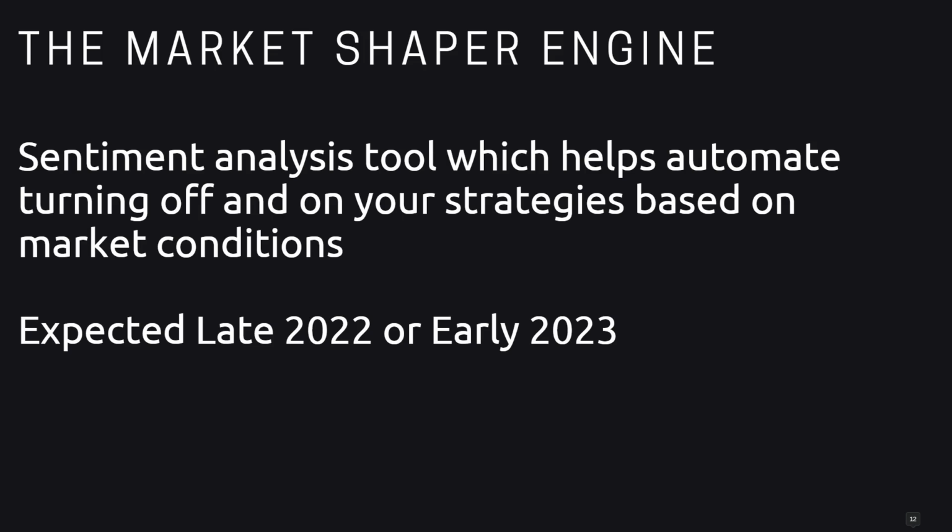So one of those tools is the Market Shaper engine. This is something that I've talked about in a couple different AMAs. I won't go too deep into it, but basically this is a sentiment analysis tool that will eventually learn what strategies are good with what different markets, and then turn your strategies off and on based on the market conditions. So if you're trading BTC and one strategy is working really well with it, and then the market conditions start to change, we can actually sense that automatically via this AI tool, and we can shut one strategy off and turn on another strategy that would be better in that condition.